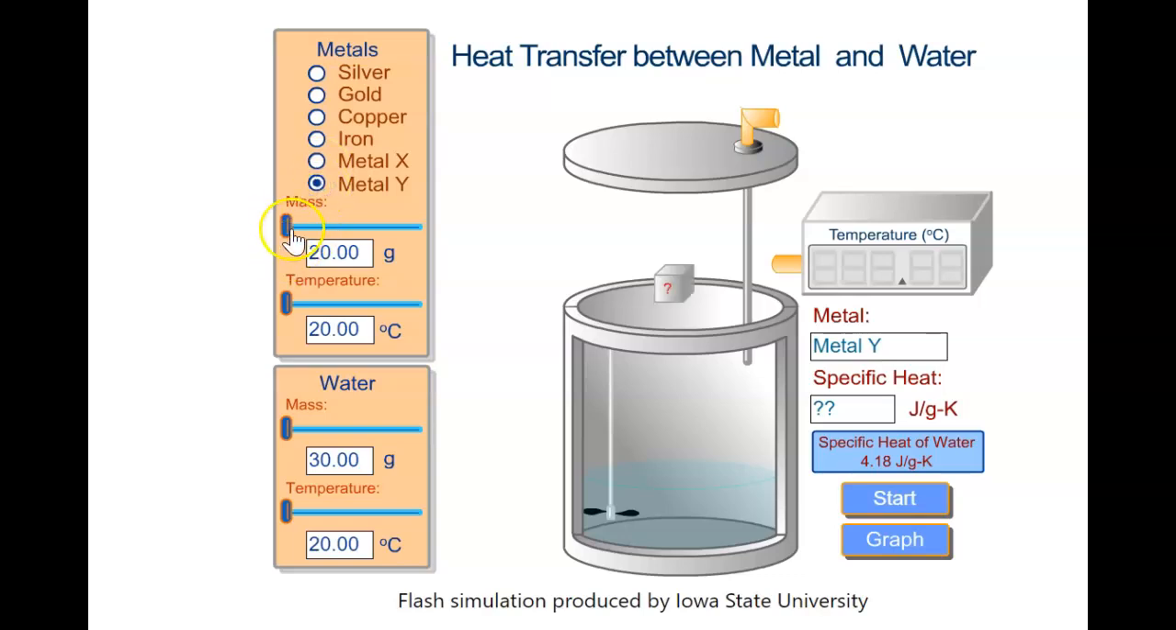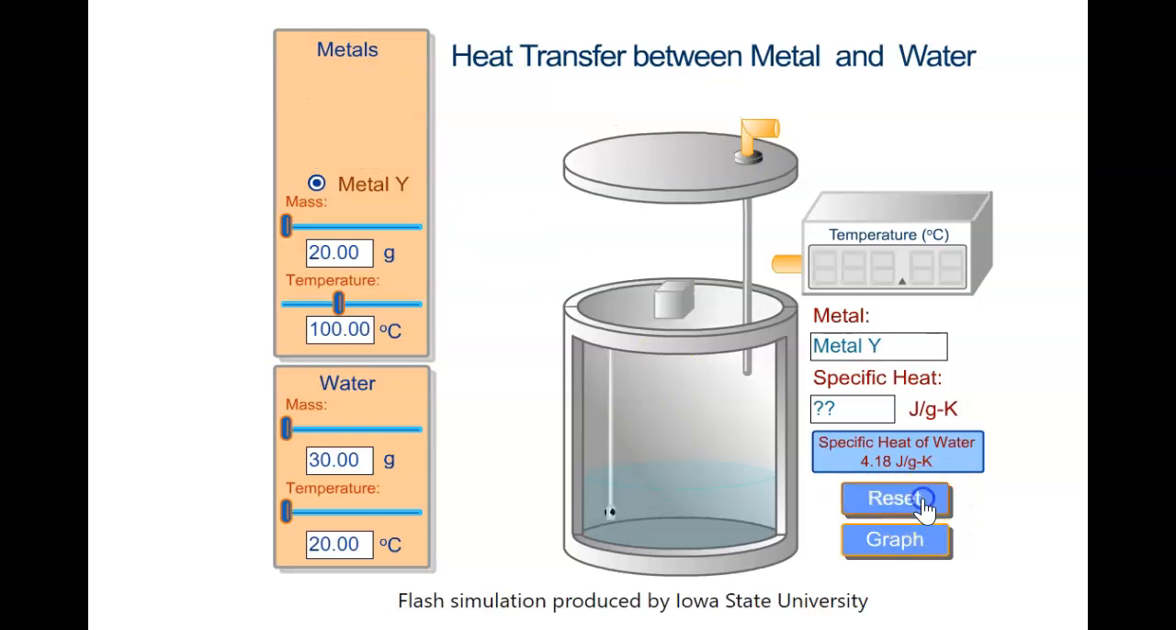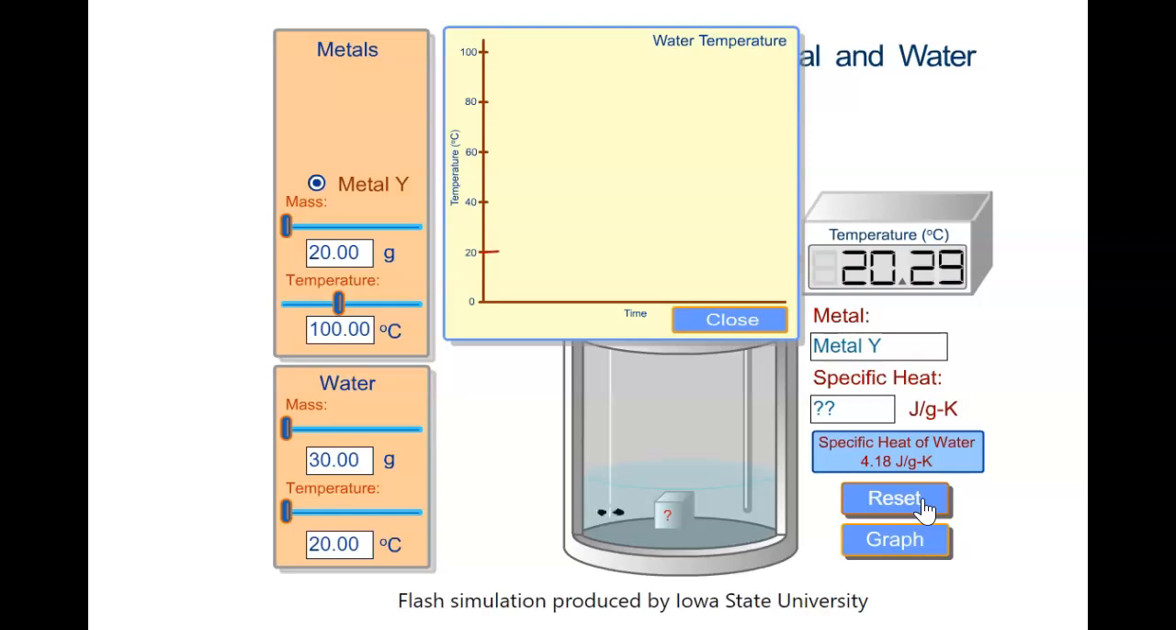Okay, back to metal Y. We're going back to 20 grams, but 100 degrees Celsius. Metal Y is picked. Okay, let's see what happens here. Complete silence, just watching that line go. Kind of mesmerizing. All right, it's plateaued at 25.68.